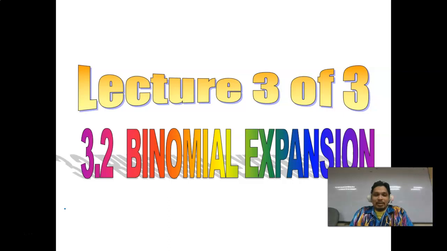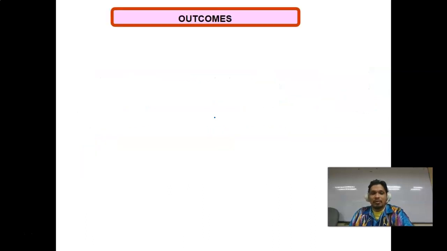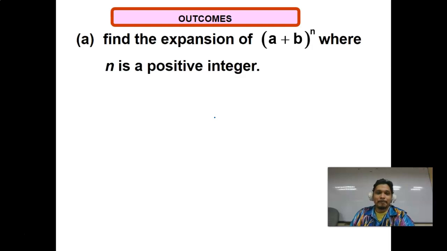So now we are in the lecture of 3.2 binomial expansion. In this topic, it's quite interesting because we sometimes talk about the linear or quadratic. Before that, let's take a look at the notes. Find the expansion of a plus b to the power of n, where n is a positive integer.